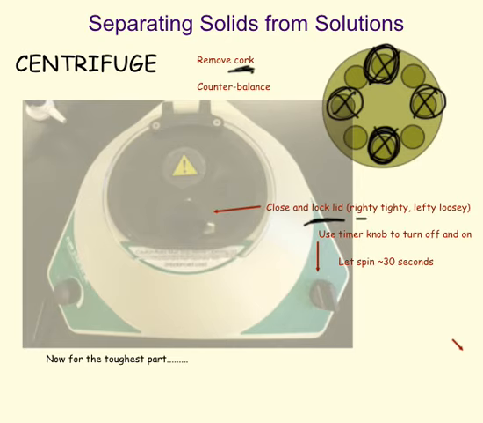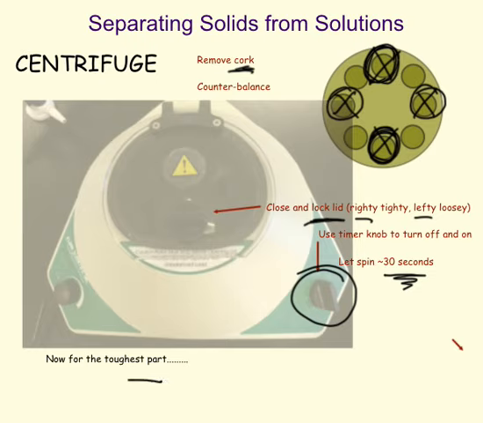Remember, turn it to the right to tighten it, to the left to loosen it. Do not try and bring that knob all the way around because that'll break that lid. And then for turning it off and on, we're just using this timer switch, which I'd have to look at closely, but I think it's in minutes. We are not going to do it for that long, so all you have to do is physically turn it to start it and then turn it the other way to turn it off. You're going to let things spin for about 30 seconds unless you're told otherwise in your lab.